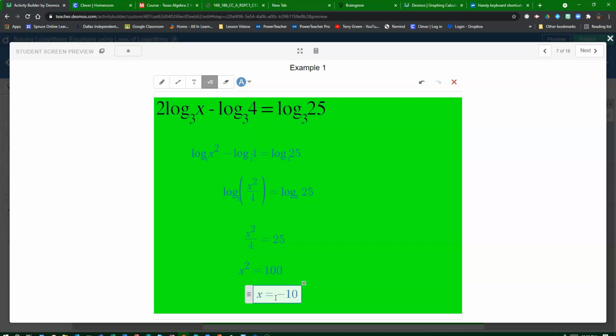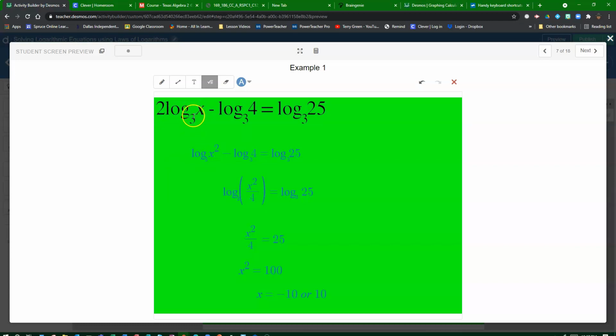-10 or it could be +10. All right, it could be that. Or could it? Well, let's see. If we let x be equal to -10, it looks okay here, but here's where we run into a problem.